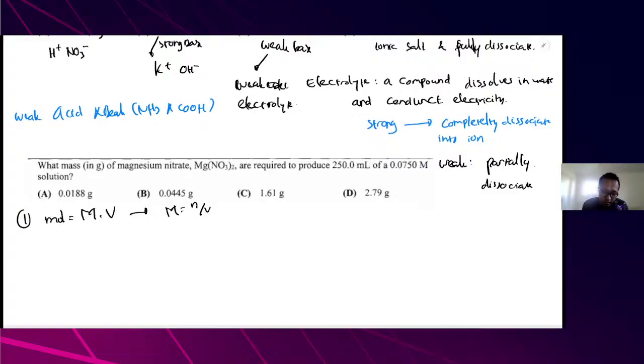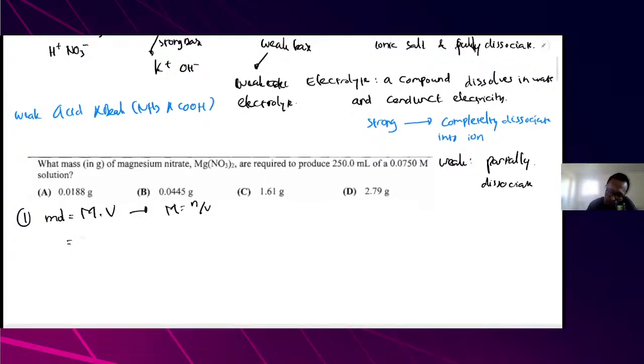Okay, so after that we get moles, right? The moles are 0.0750 times 250 milliliters, and this is still moles. Remember, guys, this one is still in milliliters. We need to convert it into liters, so it should be 0.250 liters.